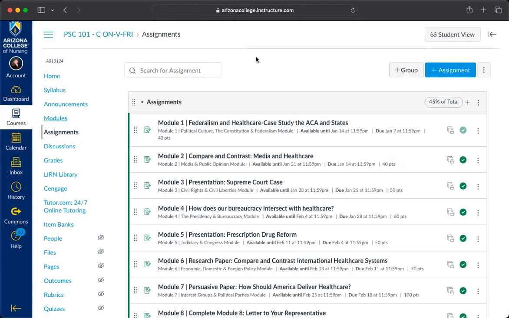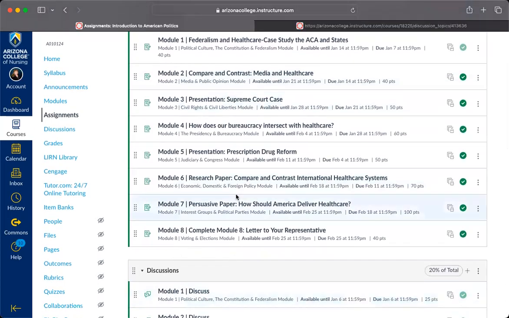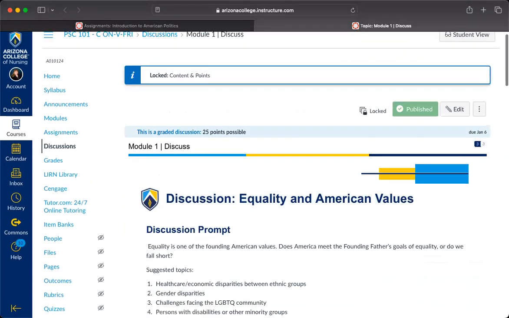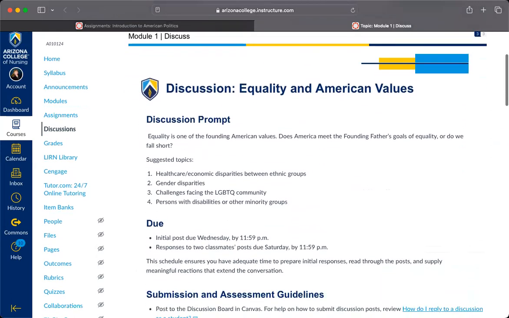Now, as far as the discussion boards go, I am pretty open. There's no real specific format. My only request is that if it's a fact that is not general knowledge, that you cite it. So this week we're looking at, is equality one of the founding American values? Are we meeting the goals of the founding fathers, or do we fall short? So for that, you can look in your textbook to see what the goals were, or do outside research.